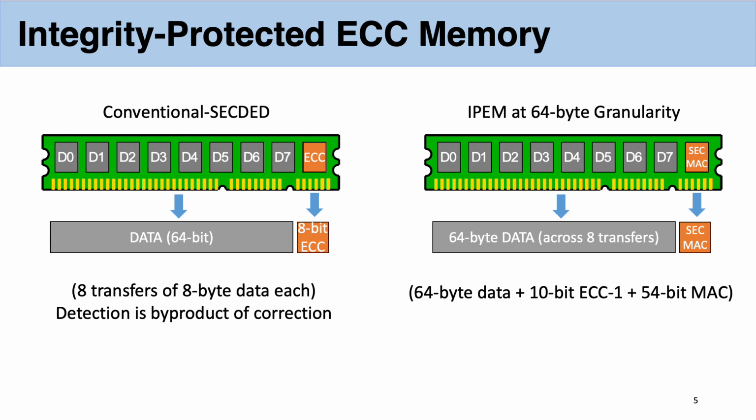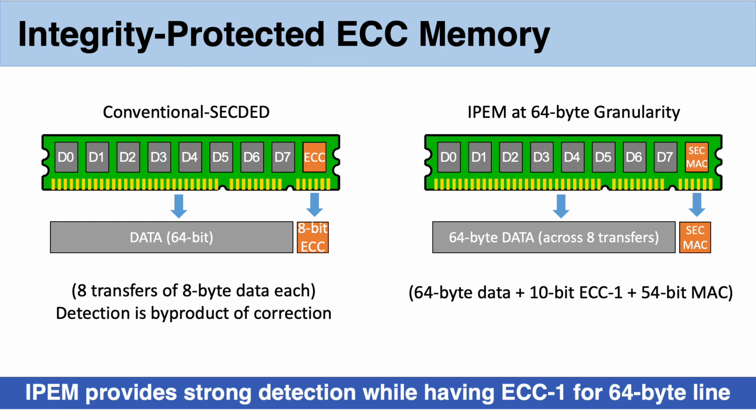We can use 10 bits from that to have single error correction for the line and incorporate a 54-bit MAC, all within the same space, and get strong integrity protection. In practice, the chance of 2 single-bit errors affecting 2 independent words of a cache line is negligibly small. So increasing the correction granularity, from one word to one line, provides similar reliability. But more importantly, with the MAC, we would know if a Rowhammer failure occurs, and all within the space of conventional SECDED.